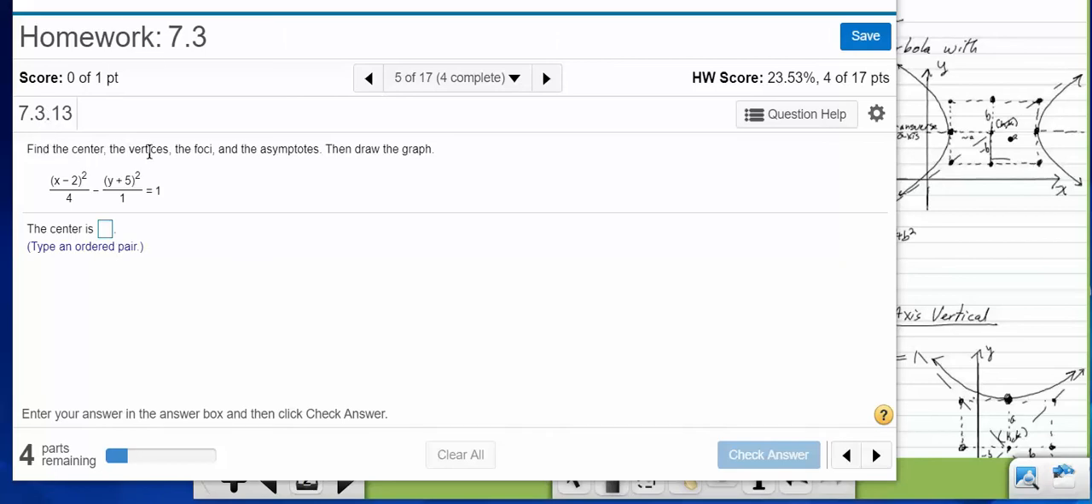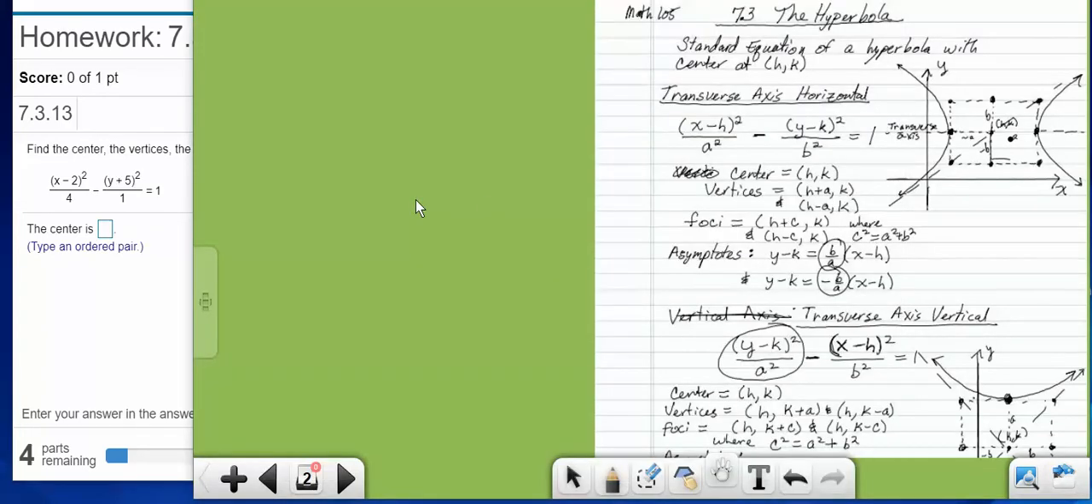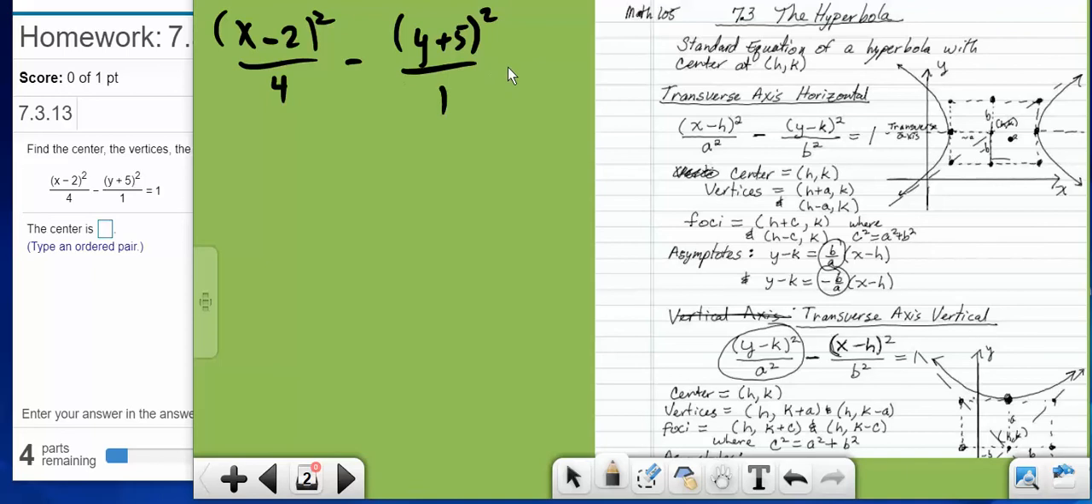7.3.13, find the center, the vertices, the foci, and the asymptotes. Then draw the graph. So we have (x minus 2) squared over 4 minus (y plus 5) squared over 1 equals 1. So again, it's x squared minus y squared, so it's a horizontal transverse axis. So our center is still h, k.